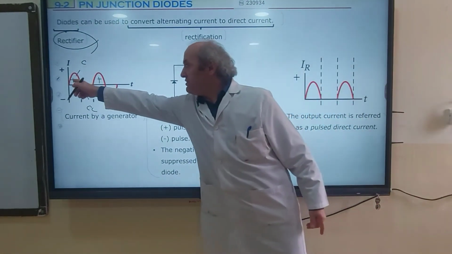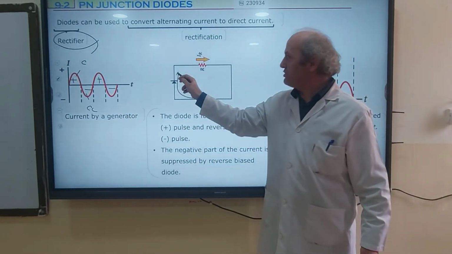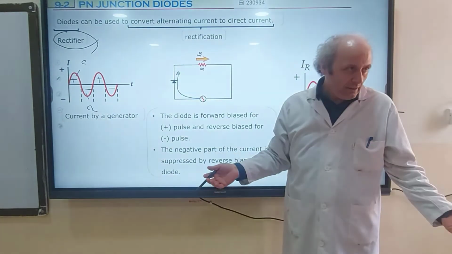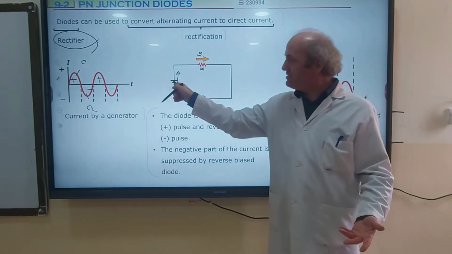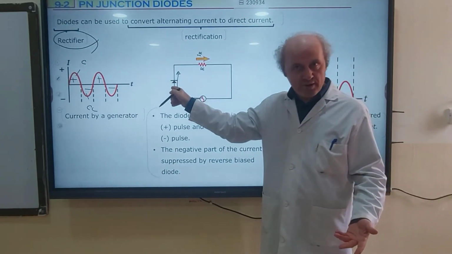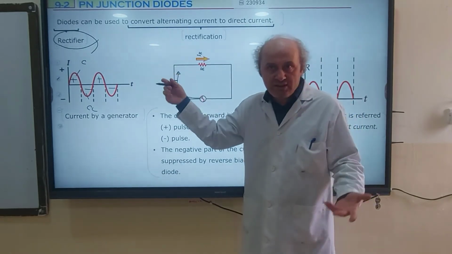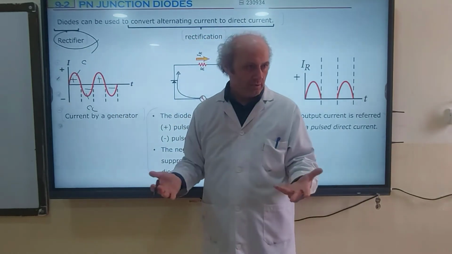So when it is positive, say clockwise, electric current is let through to the load, because the direction of the electric current and the direction of the diode are the same. For clockwise current, this diode is forward biased because the direction of the electric current and the arrow direction of the diode are the same. Correct? Yes. And this positive is let through to the load.